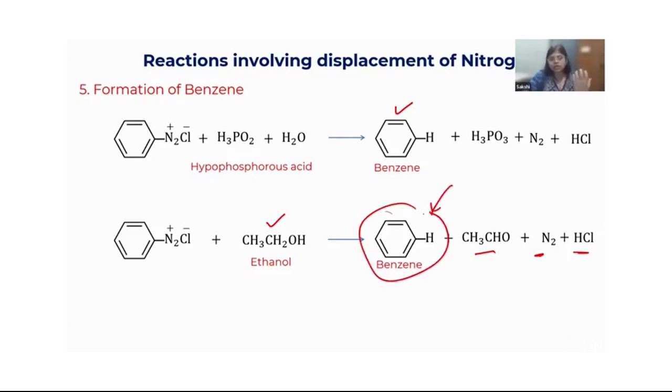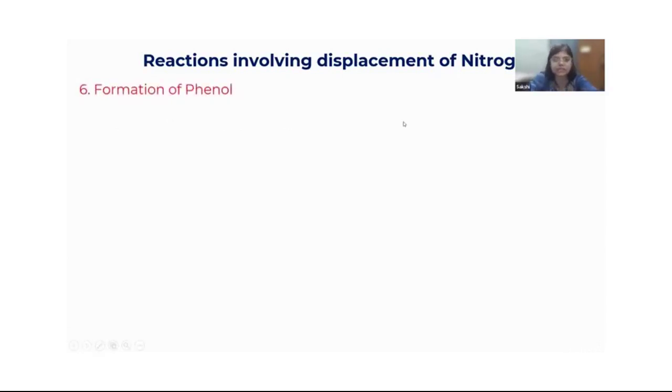So they ask us to convert aniline to benzene. What you can do, you can make aniline to benzene diazonium chloride. Then you can react it with ethanol and you form benzene, right? So this reaction is asked a lot in the exam. Next is hypophosphorous acid. So if you treat benzene diazonium chloride with H3PO2 and water, we get benzene, right? Again, please write and remember these reactions and practice them.